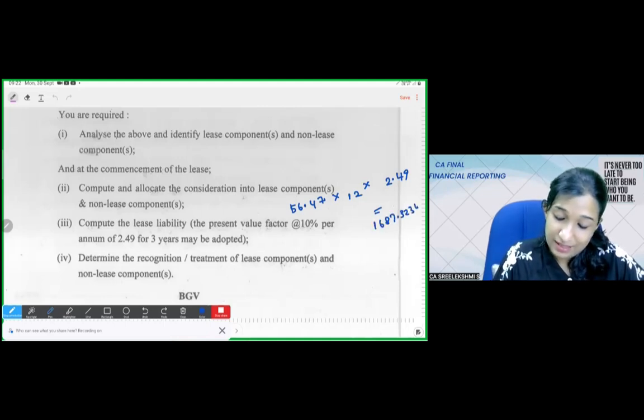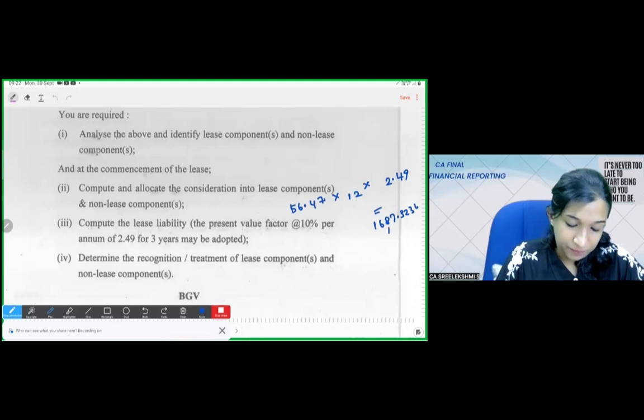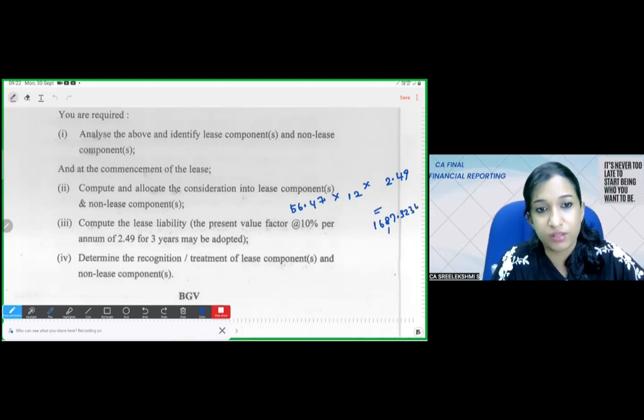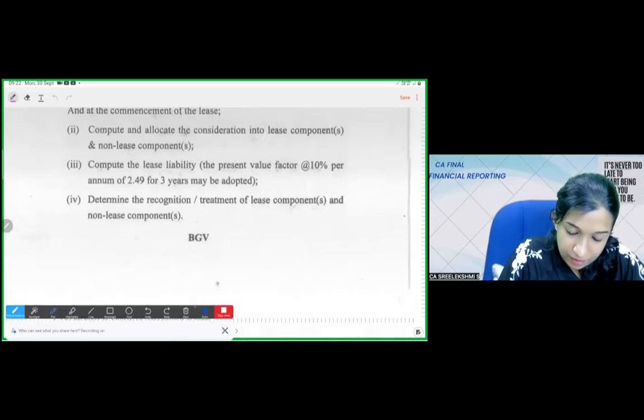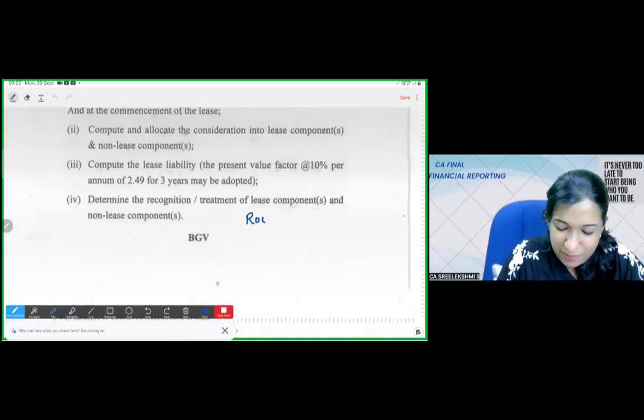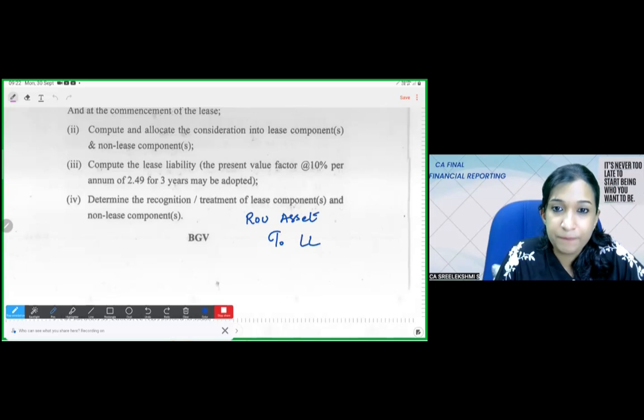1687.3236 lakhs. 16 lakh 87 something. Determine the recognition or treatment of lease components and non-lease components. So we'll write the first one. ROU asset. It is better to write the entry, then there is no confusion. ROU asset to lease liability. Now compute the figure.